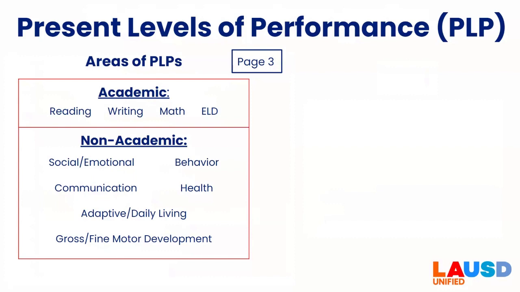For academics only, core subjects are included, such as reading, writing, math, and ELD. Students that are English learners or emergent bilingual must have an ELD PLP. Non-academic areas that may have present levels of performance can include behavior, vocational education, and other related services as needed. PLPs are found on page 3 of the IEP document.